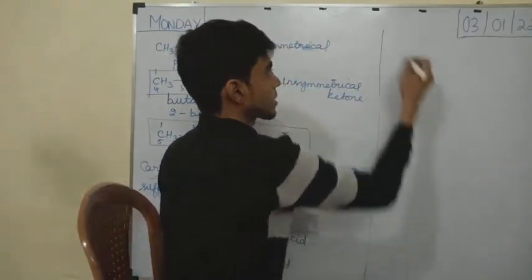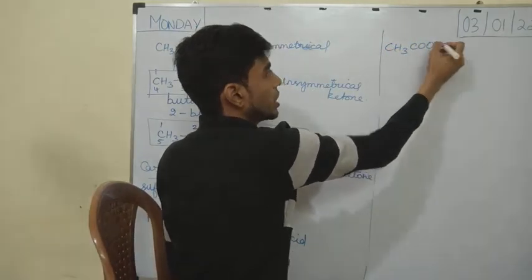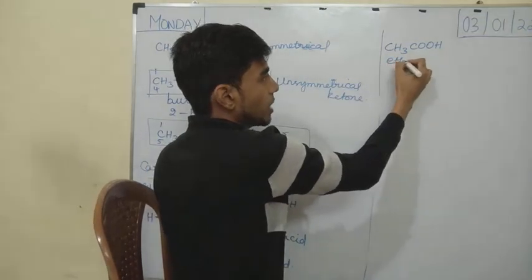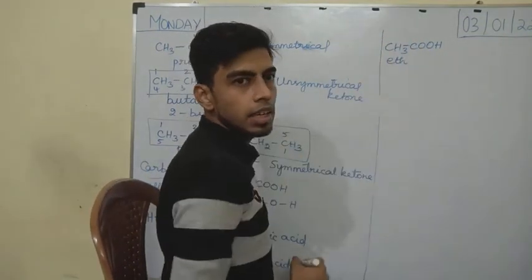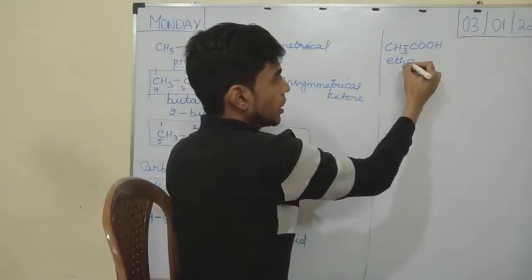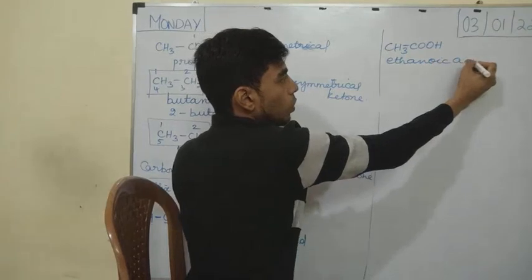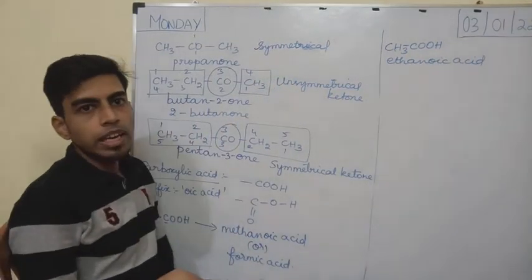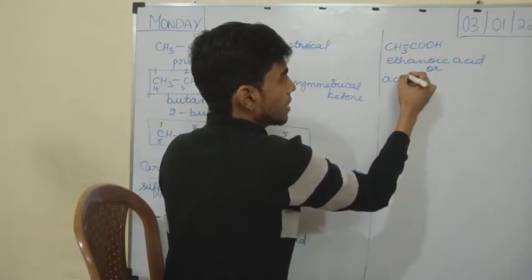Next, CH3COOH. So how many carbons are there? 2 carbons. So 2 carbons means eth. No bond means that single bond is present. So ethane. Okay. So carboxylic acid, so oic acid, ethanoic acid. The other name for ethanoic acid is acetic acid.